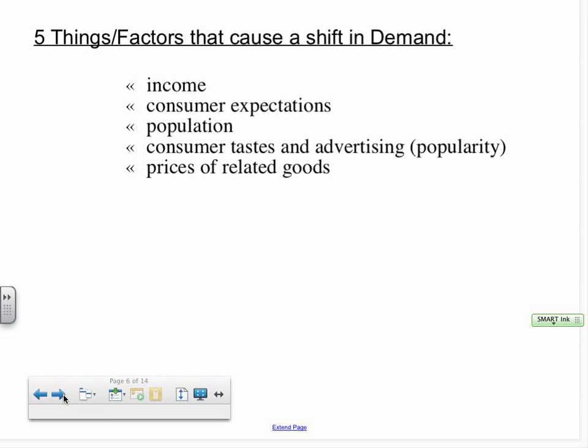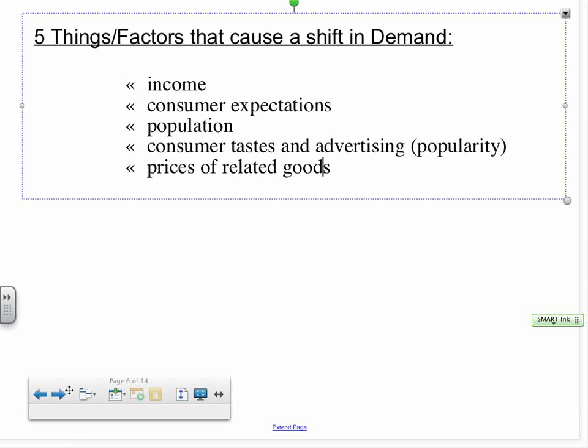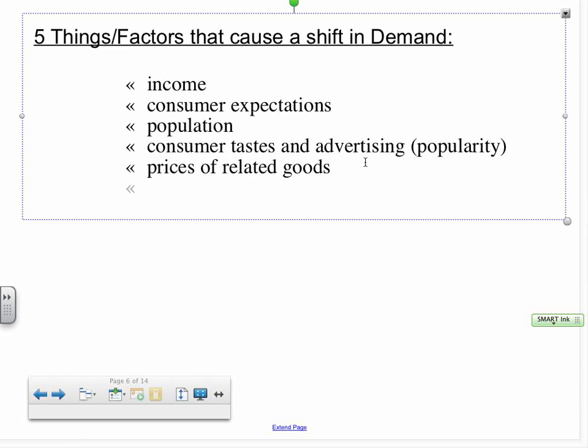Income, consumer expectations, population, consumer taste in advertising or popularity, and the prices of related goods. Write that down, and then we are going to go through each one of them individually.